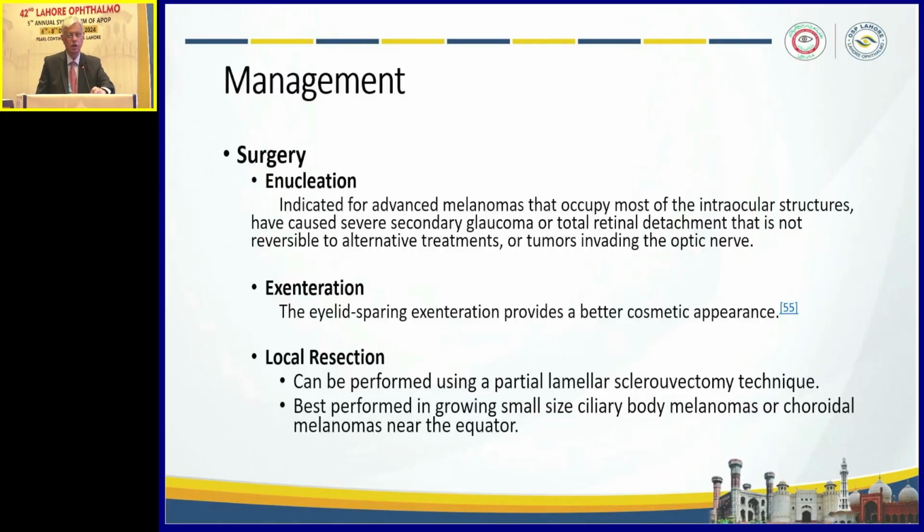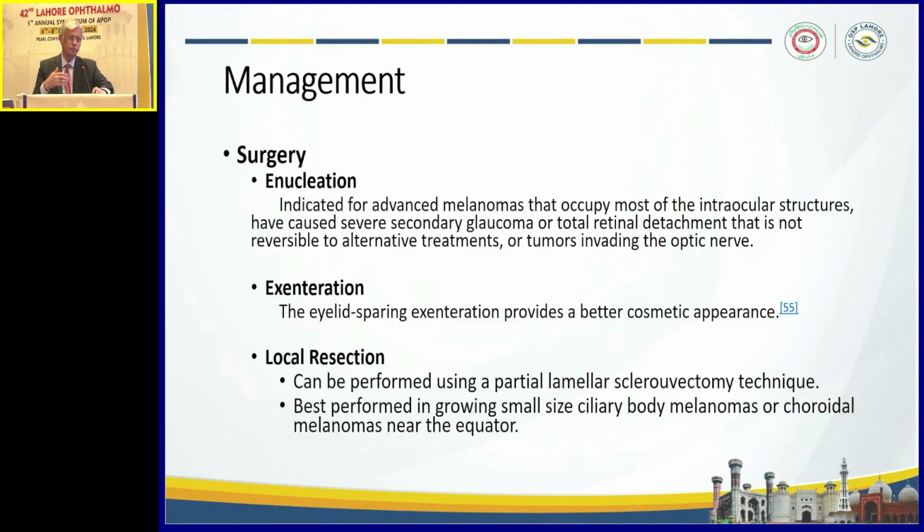Surgery: there are three surgical plans: enucleation, exenteration, or local resection. Enucleation is mainly indicated for advanced melanoma that occupies most of the intraocular structures and has caused severe secondary glaucoma or total retinal detachment that is not reversible with alternative treatment, or when the tumor is invading the optic nerve. Exenteration is indicated if the tumor has come out of the eyeball invading the orbit; then it is recommended to go for lid-sparing exenteration. And the third method is local resection.